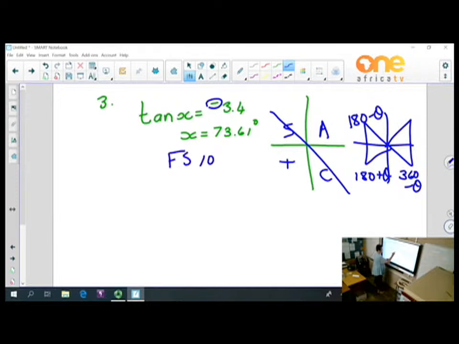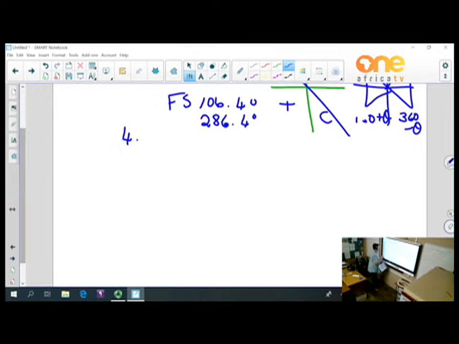This is not part of the final solution. That one is there. And then 360 minus 73.61, and that one is 286.4 degrees. There are my two solutions. Right, now you should try them first, and then you can mark them. First try them, and then you can mark them.